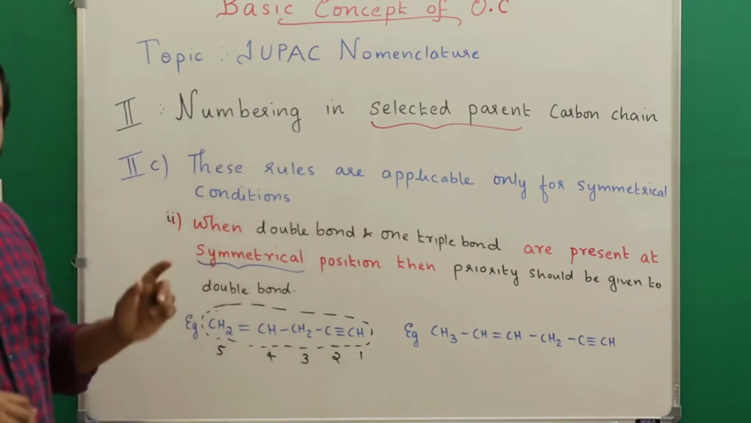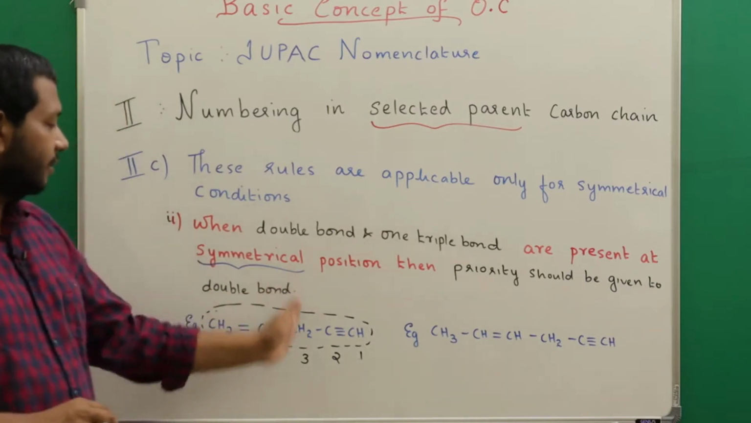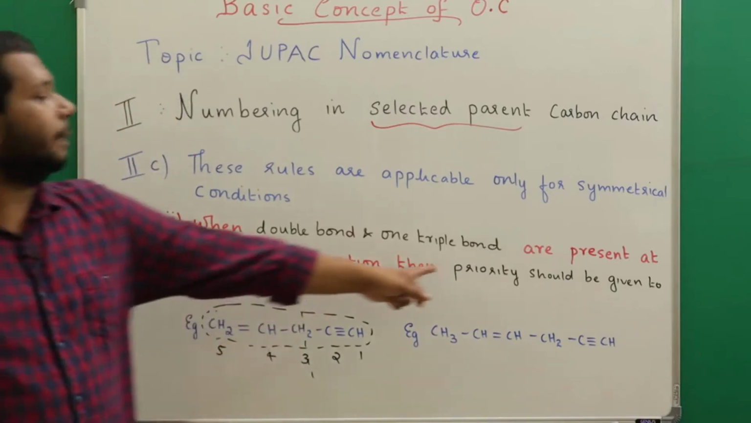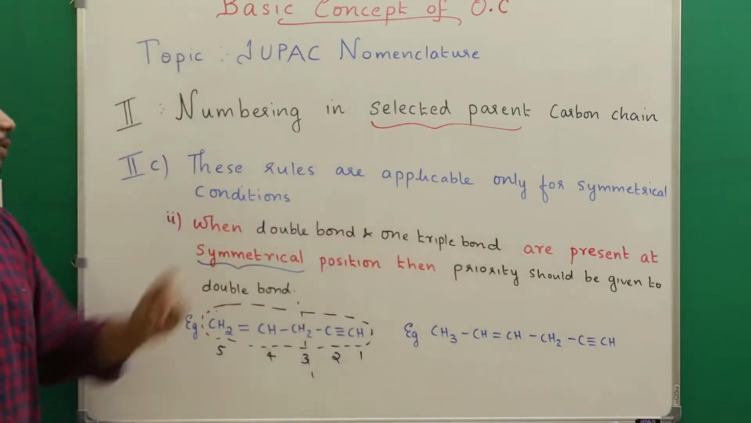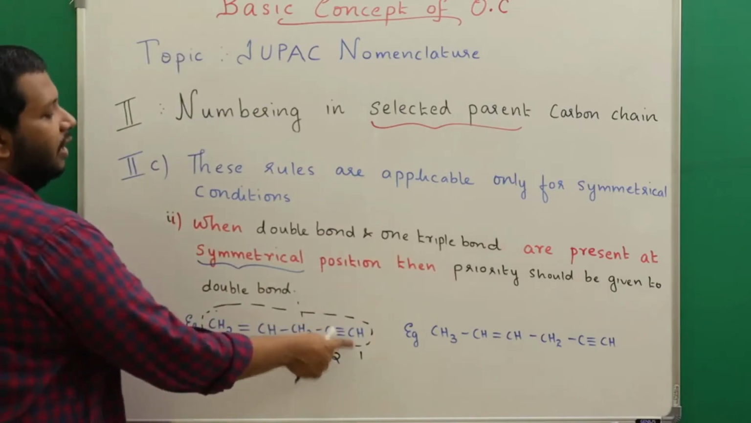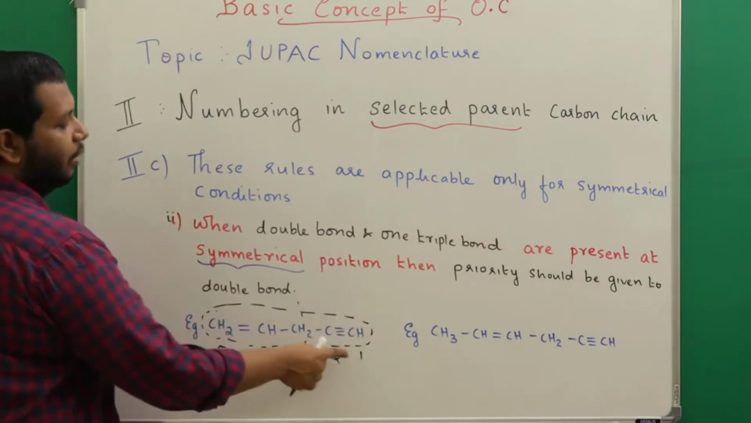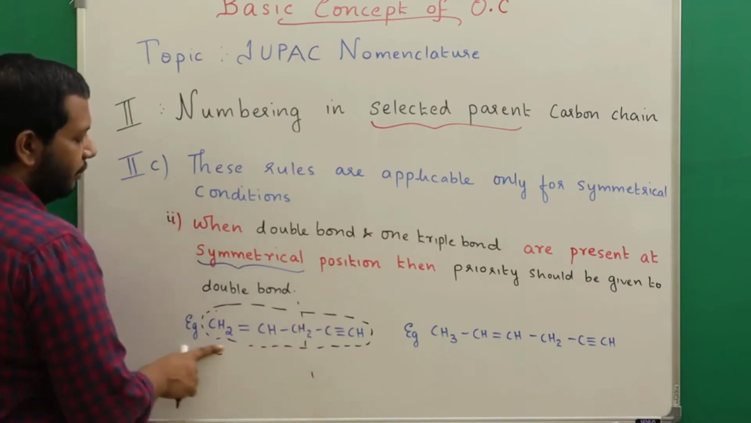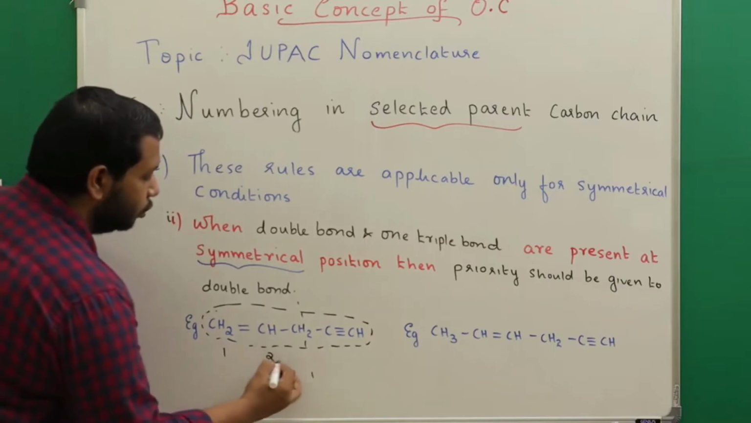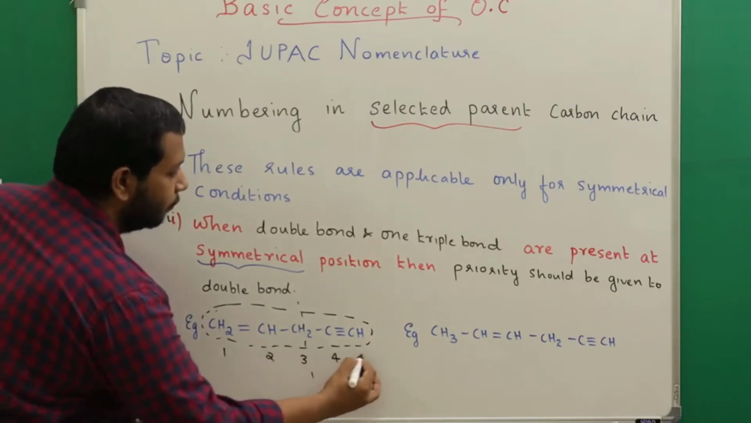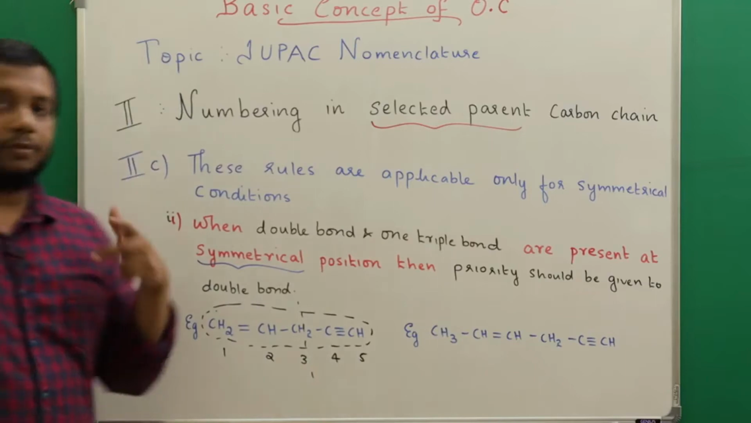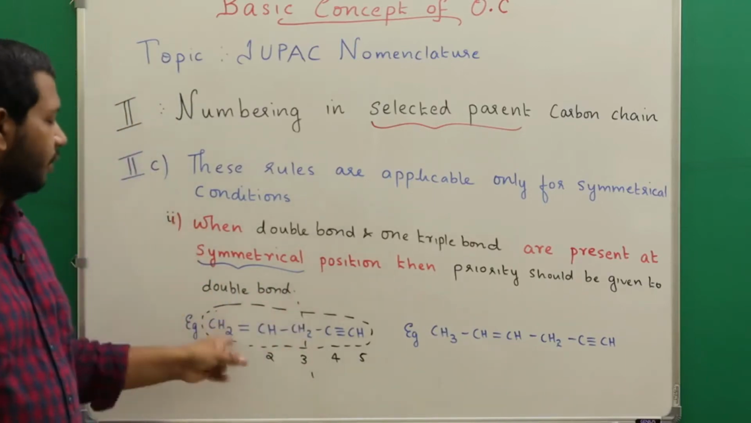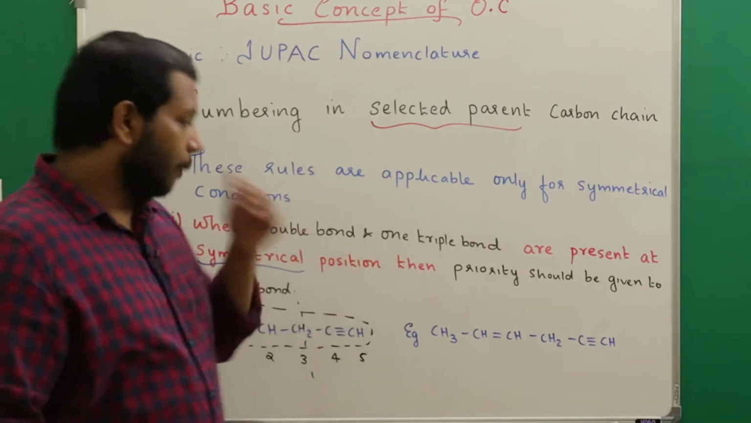They say that in that case, if there is a conflict, if there is a symmetrical condition, you can see the symmetrical condition is there, then the priority should be given to whom? Double bond. That means this is wrong, because here the triple bond is getting the priority and getting the lowest possible number. So that is wrong, and I will switch back to my initial numbering, that is 1, 2, 3, 4, 5. This is a one-time question in NEET also. So please remember, if there is a symmetrical condition, the priority should be given to the double bond. Let's see example 2.